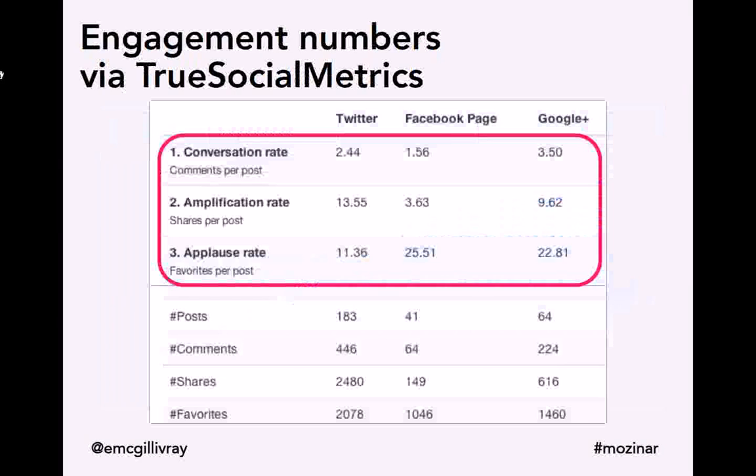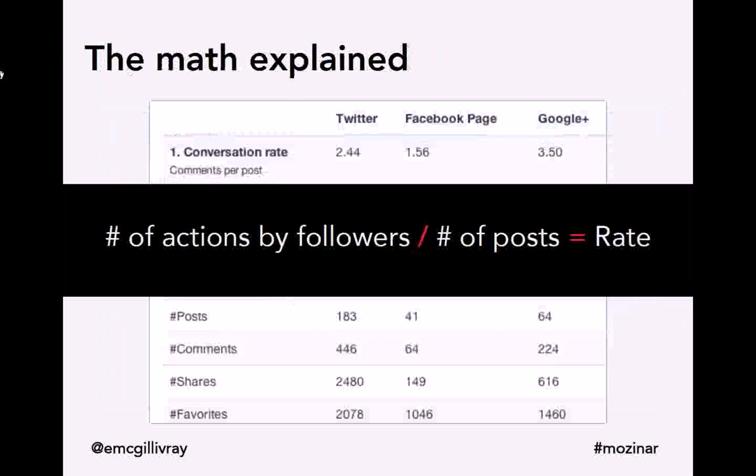So what should you be looking at? How do you look at those engagement numbers? I love True Social Metrics for this. They break it all down. They create this high-level report of your conversation rate, which is how many people you're chatting with, or your comments per post that you're making. So all those @mentions on Twitter. Your amplification on Twitter, that's all the people retweeting you, and your applause, all those people favoriting you.